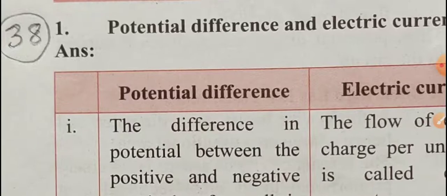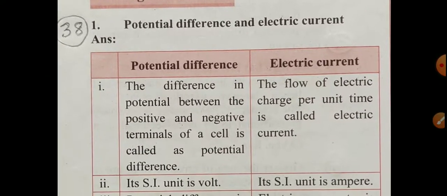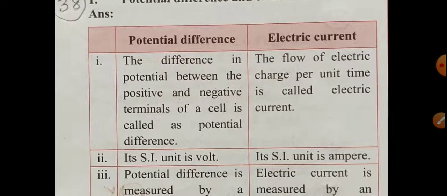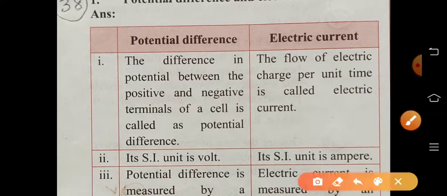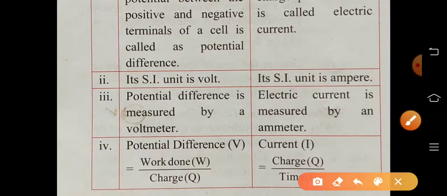Question number 38: distinguish between potential difference and electric current. First of all, we write the definition on both sides. We already learned the definition of both, so you get half a mark. Both points must be correct. Now the second point: write down that the SI unit of potential difference is volt, and the SI unit of current is ampere. So we get half a mark. Both units are required to be correct on both sides.